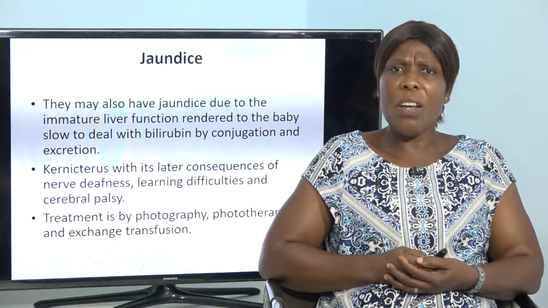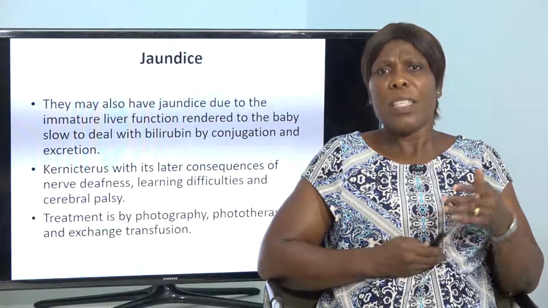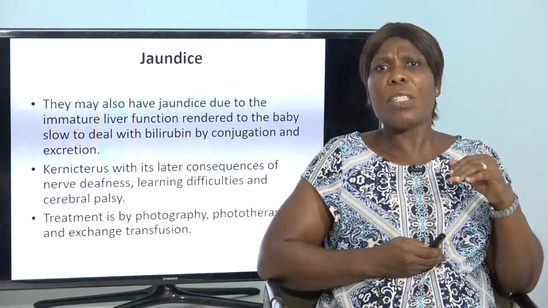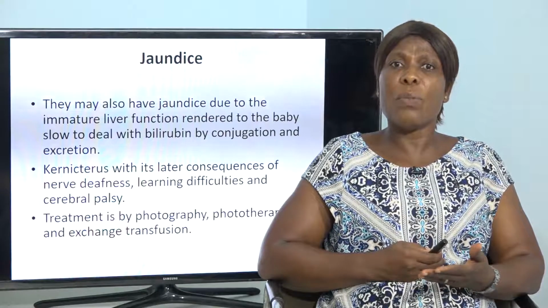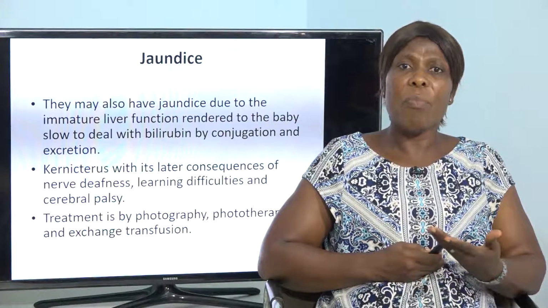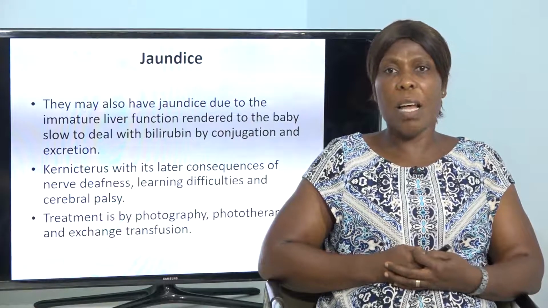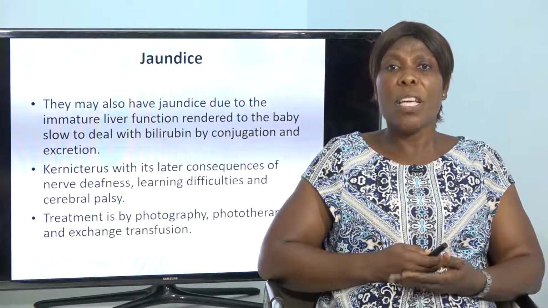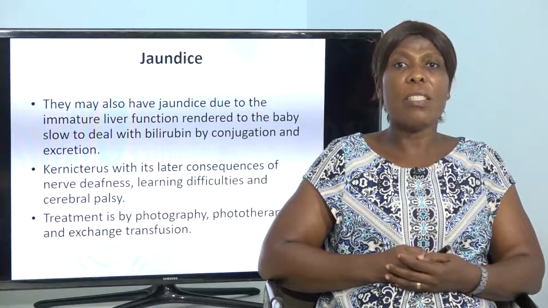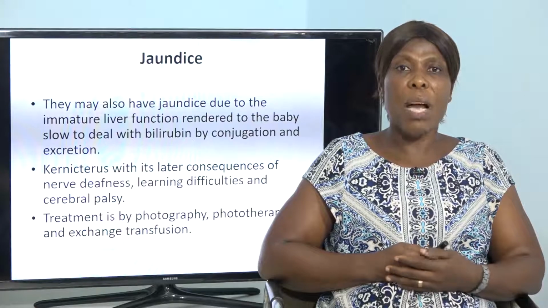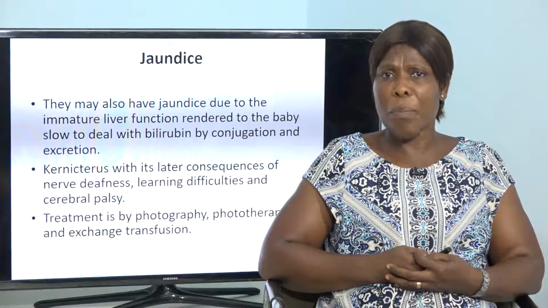If this bilirubin is not able to be cleared out of the system, it crosses the blood-brain barrier. It goes into the brain, and this results in what? Kernicterus. The consequence of this kernicterus is that there is what? Nerve damage. And then there will be deafness, learning difficulty, and then cerebral palsy in the child. So you see, the child will grow. If the child is able to grow well, at the end of the day, the child may be having learning difficulty, or there may be what? Cerebral palsy.